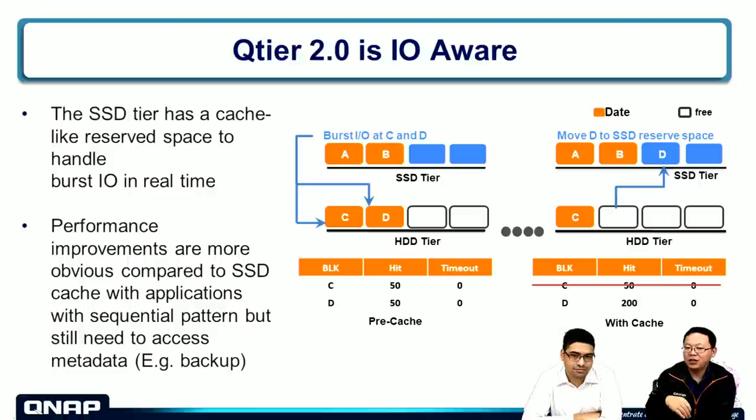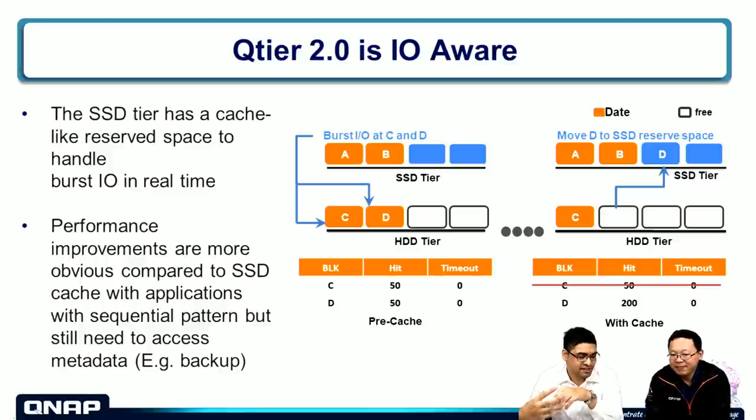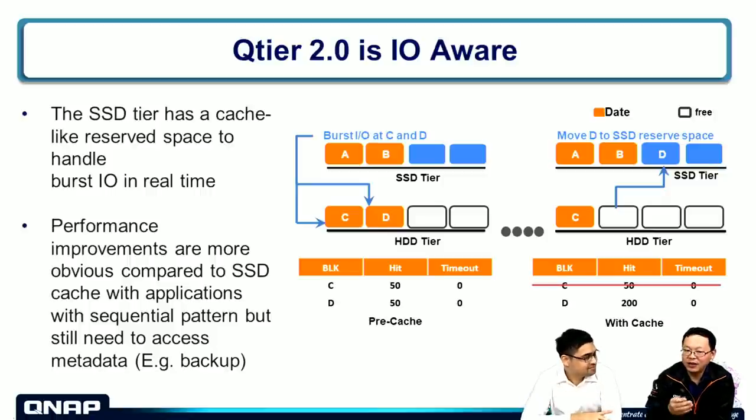But in QTier 2.0, the system can detect whether a block is sequential access or random access. When the system detects that, for example, the D block is random access, it will move the D block to SSD space to improve the random access performance. So it will know the data is being requested now, and it will be moved to a faster drive. So we can recognize the data access pattern.